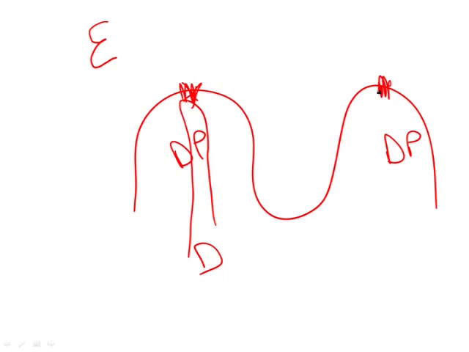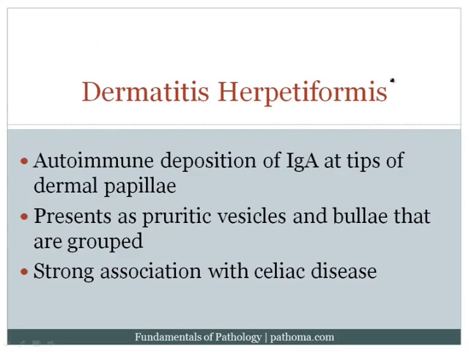Now when you get this deposition, that's going to result in a tiny blister at the dermal papillae. And these tiny blisters resemble the tiny vesicles that you see in herpes, and hence the name dermatitis herpetiformis. It's forming little blisters that mimic the vesicles that you would see with herpes. Now again, this is going to present as pruritic vesicles that are grouped together. And finally, there's a strong association with celiac disease.